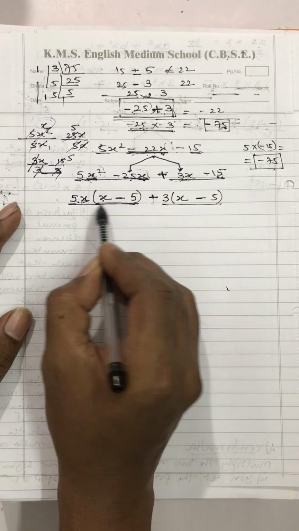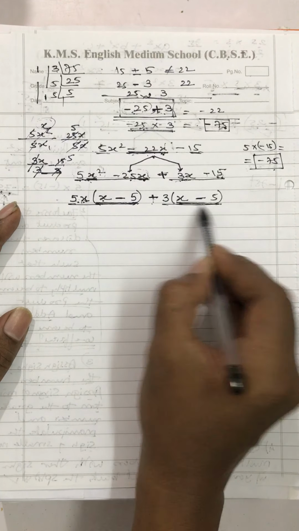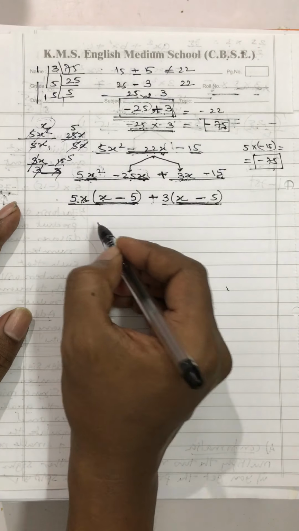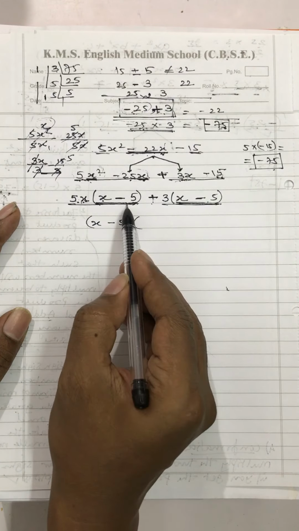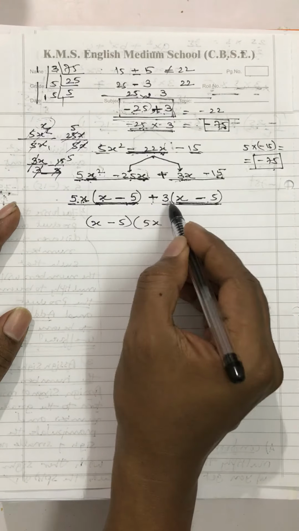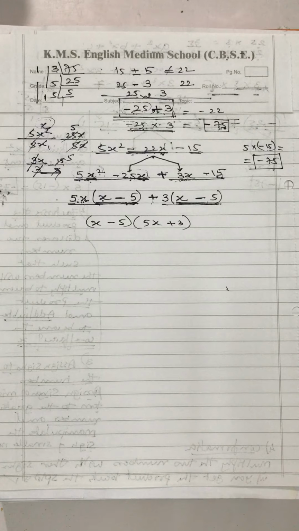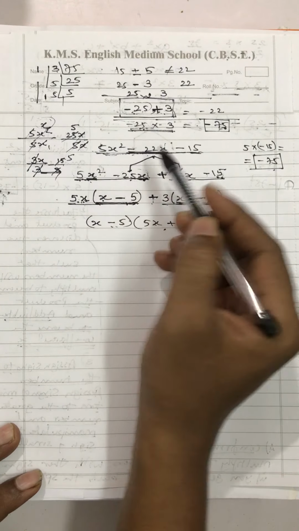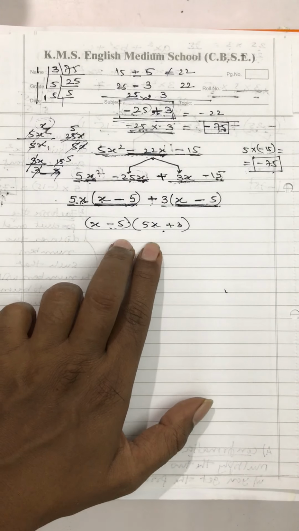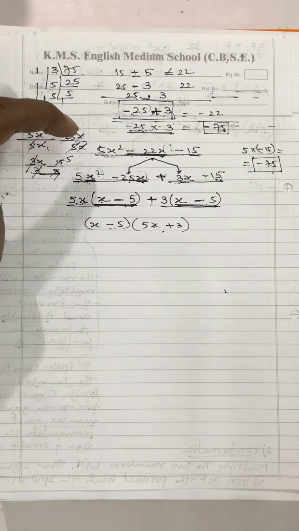Fine. Now if you see, in this and in this, again this x minus 5 is a common factor. X minus 5 over here, x minus 5 over here. So this common factor again goes outside the bracket. X minus 5. And what stays inside? Here 5x, since x minus 5 has gone outside, 5x will stay inside the bracket. Here x minus 5 has gone outside, plus 3 will stay inside the bracket. This is factorization done. If you multiply these two expressions, you will get this expression back. That's why this is called factorization of this.